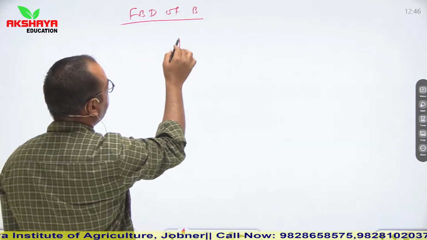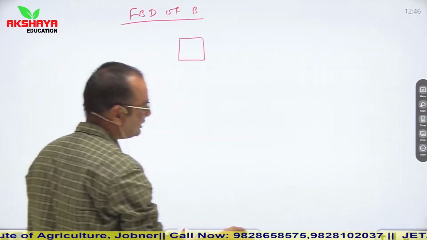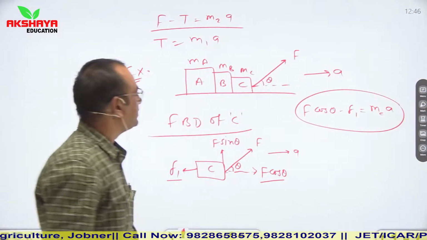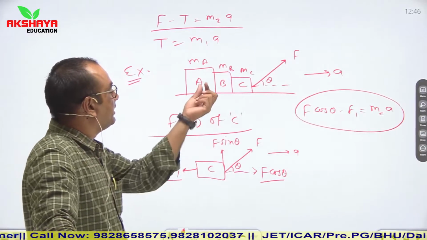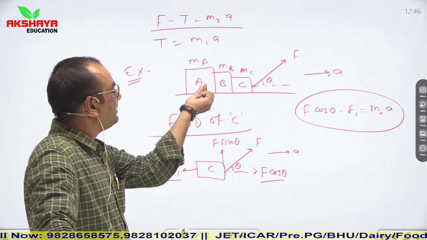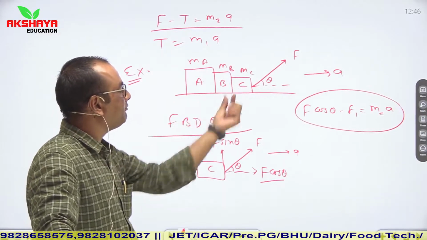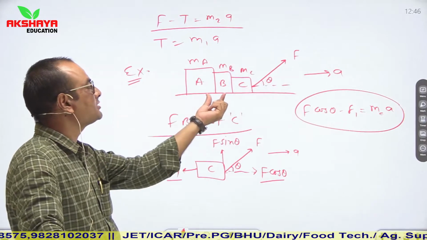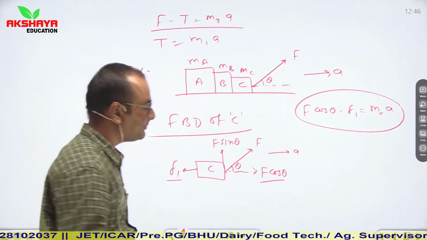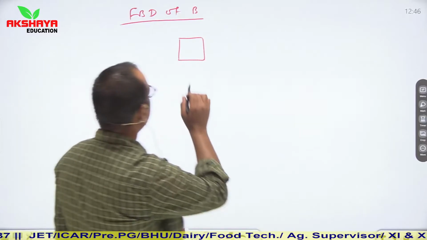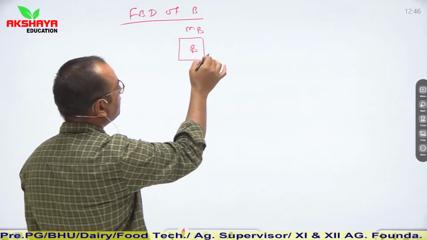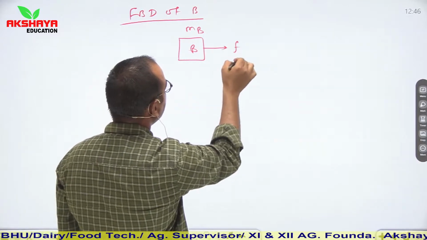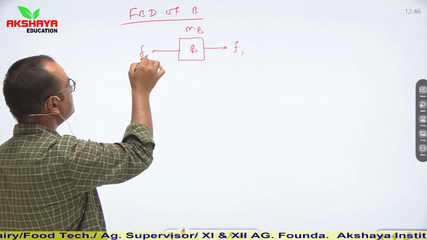Now see, B is in contact with A and C. So reaction force will be between A and B and between B and C. So there will be two reaction forces applied on this object B. Mass of this B is mB. So here this is reaction force F1 and here reaction force is F2.